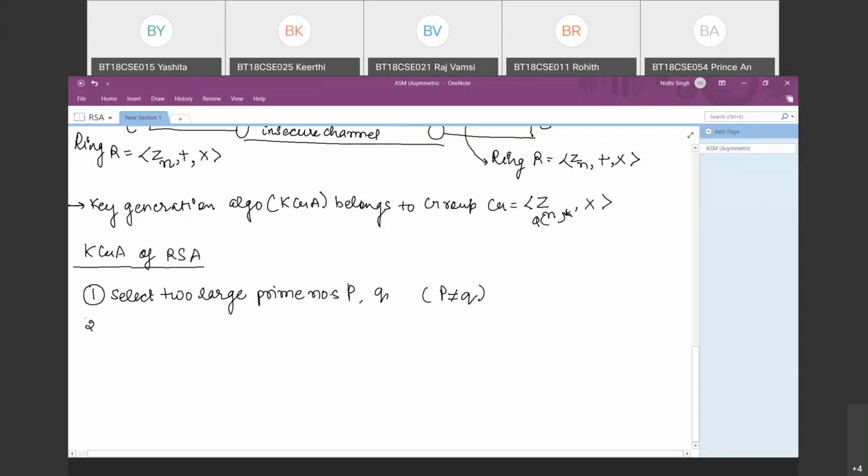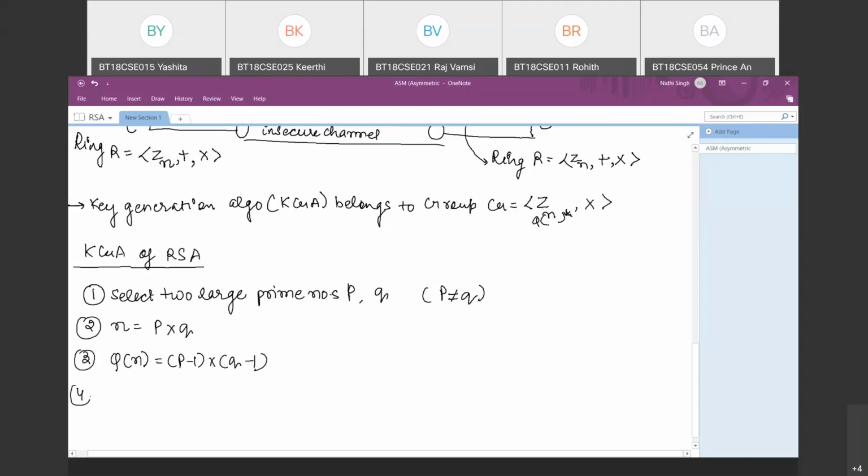My second step says we have to calculate the value of n. So what is my value of n? That is the multiplication of the two large prime numbers p and q. Now the third step is we have to calculate the Euler function of n, that is phi of n. As you know, the factors of n, that is p and q, are prime numbers. So we have to apply the second rule of Euler's theorem, that is p minus 1 into q minus 1.